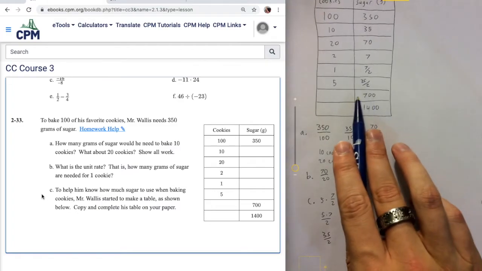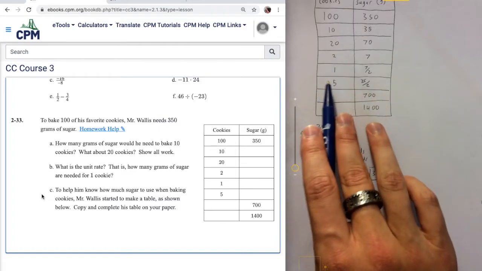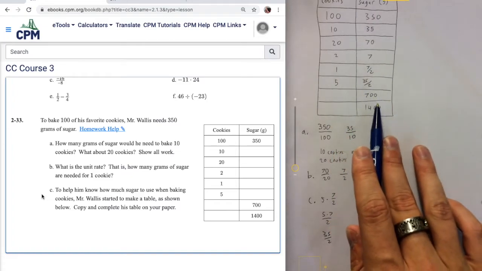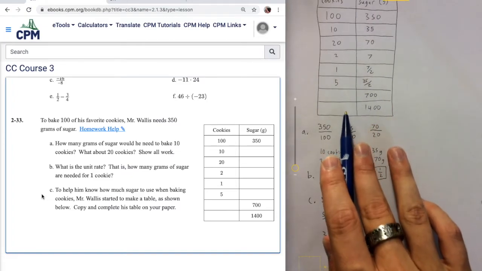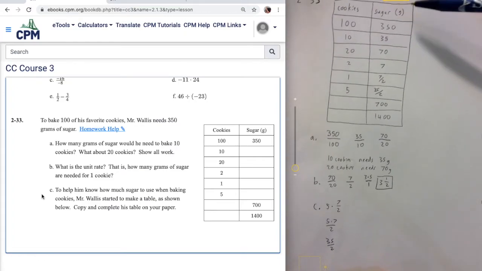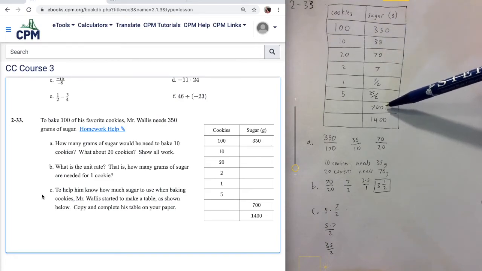So now we can do the opposite. That was, we knew how many cookies, we wanted to work out how much sugar. For the last two, we know how much sugar we have, and we want to know how many cookies we can make. So to solve this, it might be easiest just to look up at the first one. To go from 350 grams to 700, we doubled it.